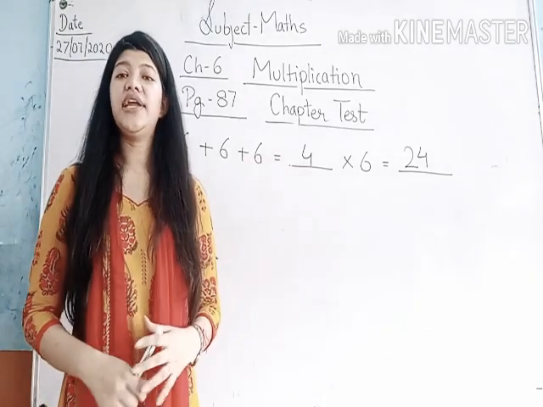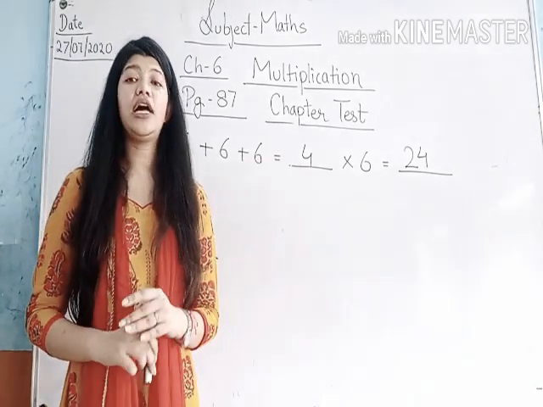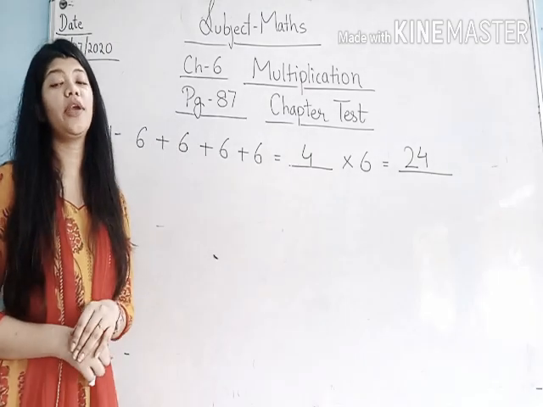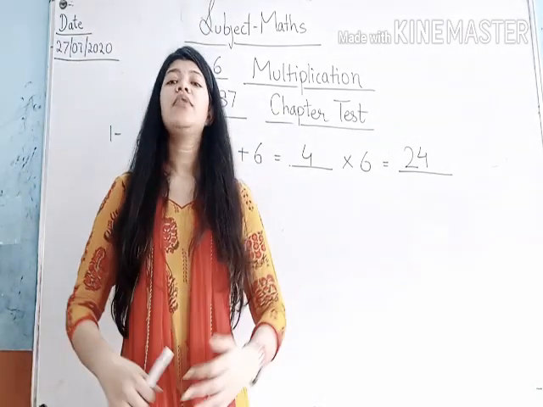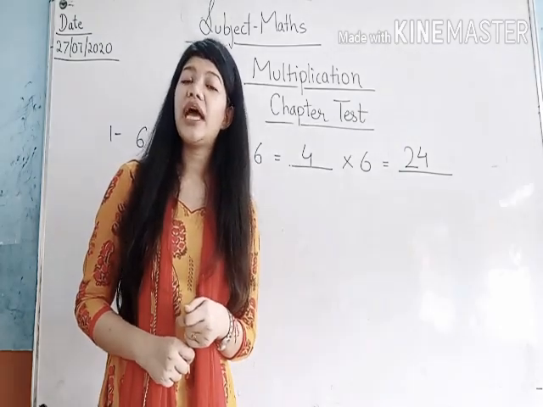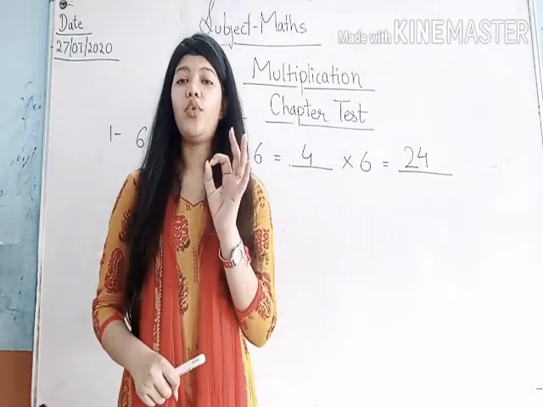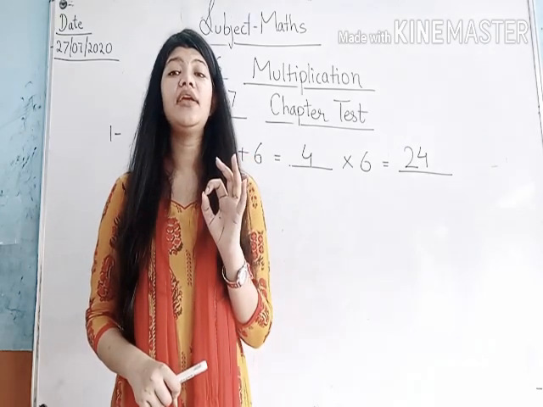Now let's come to our third and last property, that is multiplicative property of 0. Now what comes under this property? We have learned that if we multiply any number with 0, then the answer will be 0.